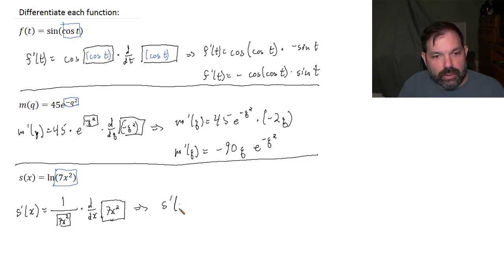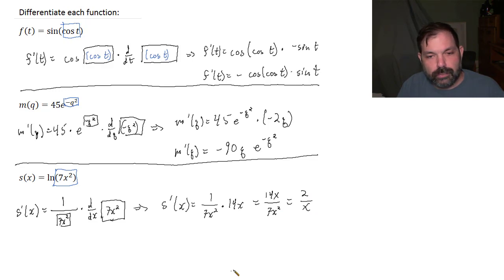So s prime of x is 1 over 7x squared times the derivative of 7x squared, which is 14x. So that's 14x over 7x squared, and we can simplify that. That's 2 over x. Now actually, we didn't need to use the chain rule for this one.